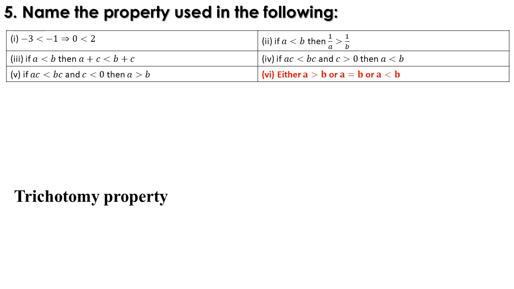Finally, we have the trichotomy property. This rule says that for any two numbers, there are three possibilities. Either one number is bigger, they're equal, or one number is smaller. It's like having three choices for how two numbers can relate to each other.